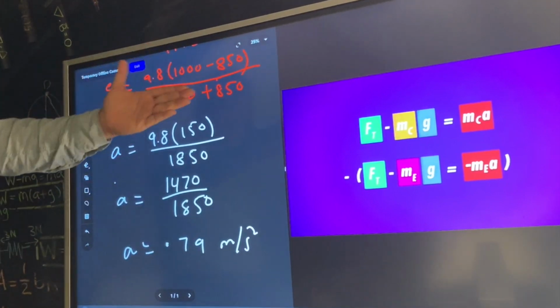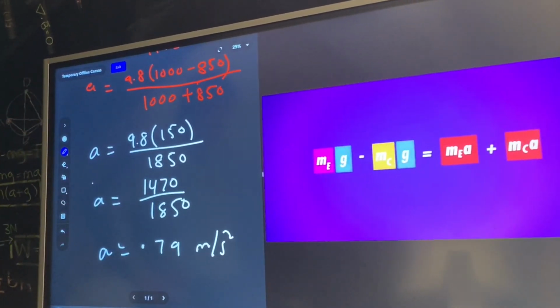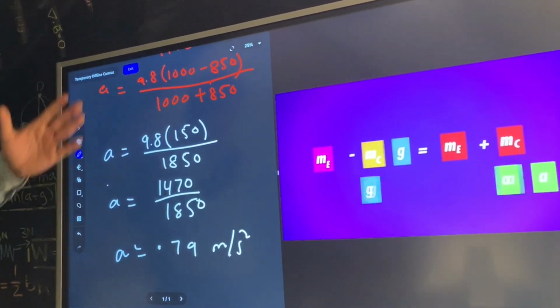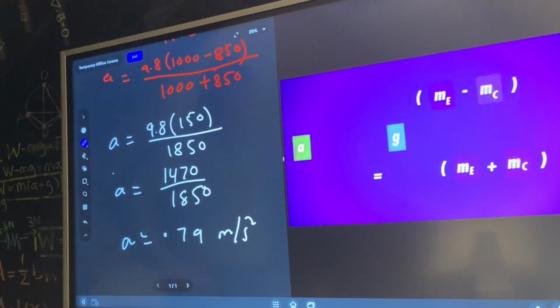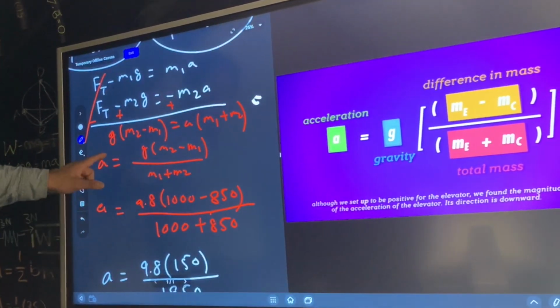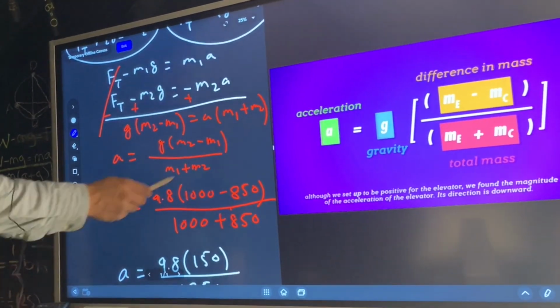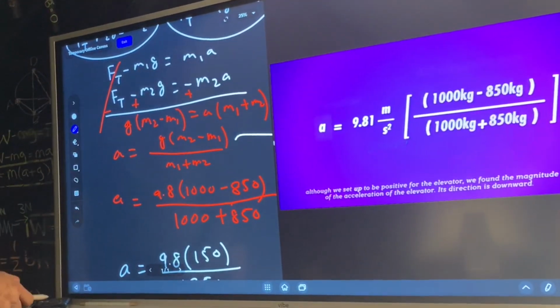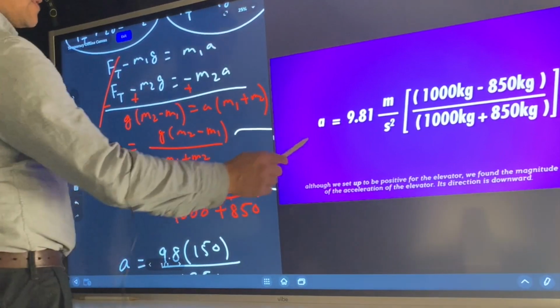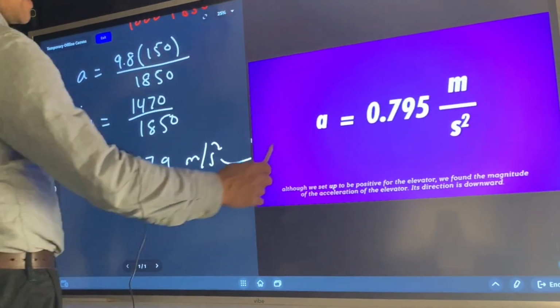So in the system of equations, Ft cancels. Okay, now you isolate a. If you do isolate a, you get exactly this equation right here. This equation and this equation are the same. This one and this one are the same.